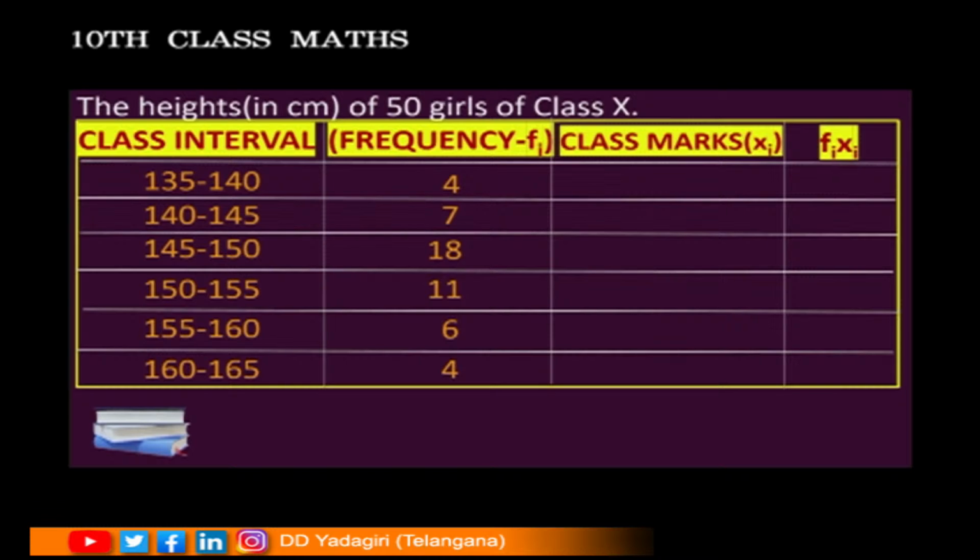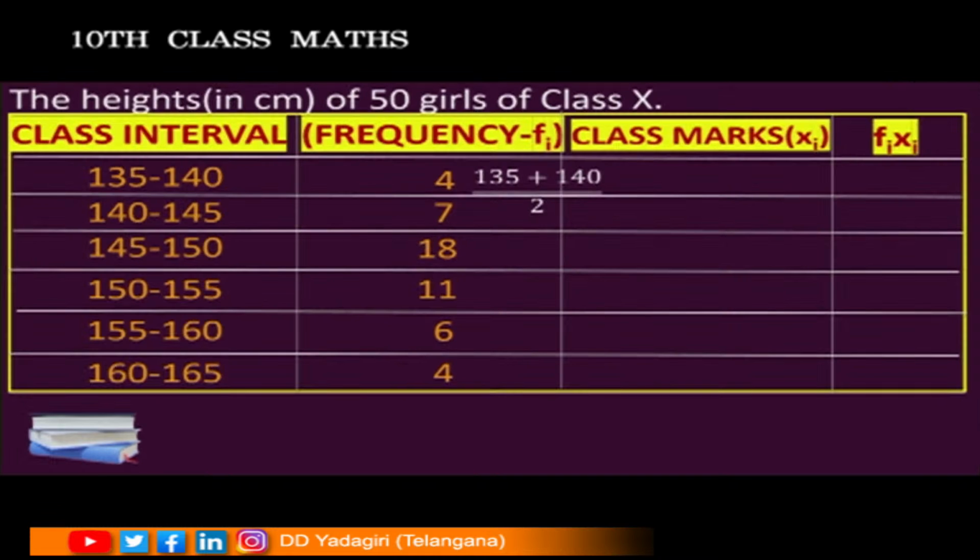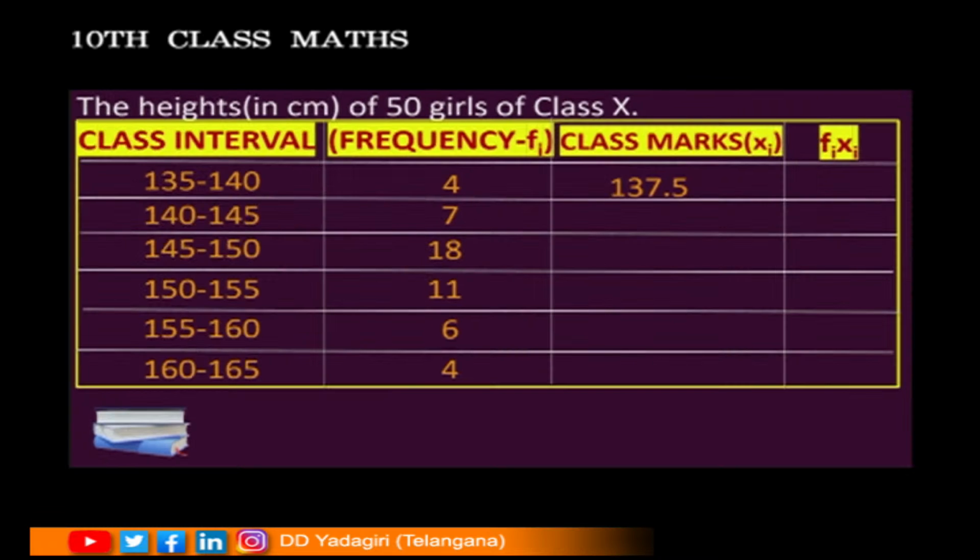Now, to get the class mark, children, how do you get it? Can you recollect? You take the class mark or mid value as the average of the lower limit and upper limit. So, the average of 135 and 140 is 135 plus 140 by 2, which will be 137.5. Likewise, when you take 140 and 145, 140 plus 145 by 2 is going to be 142.5.